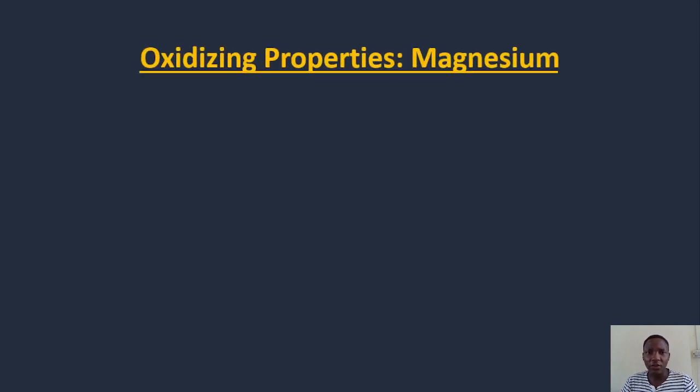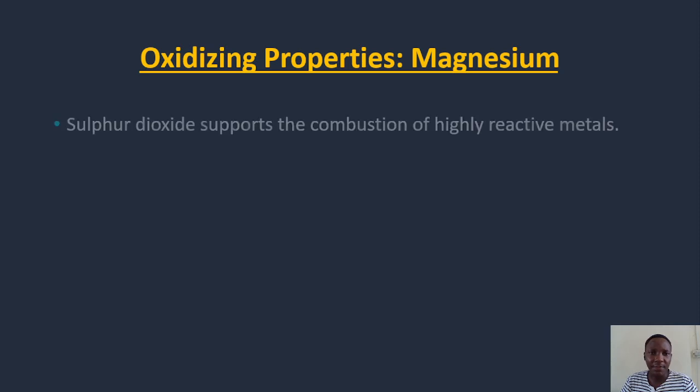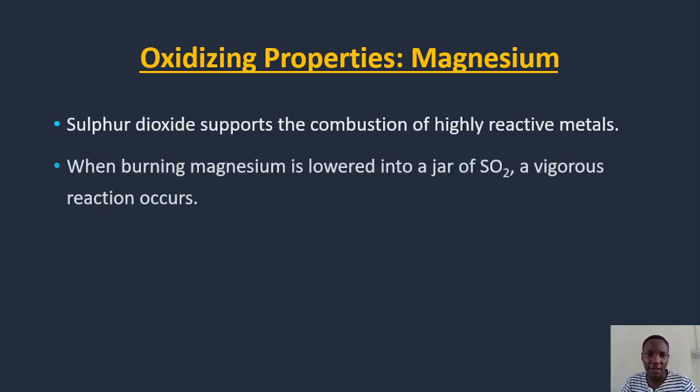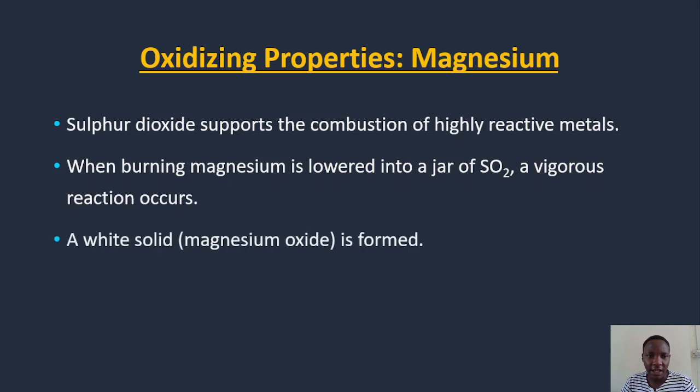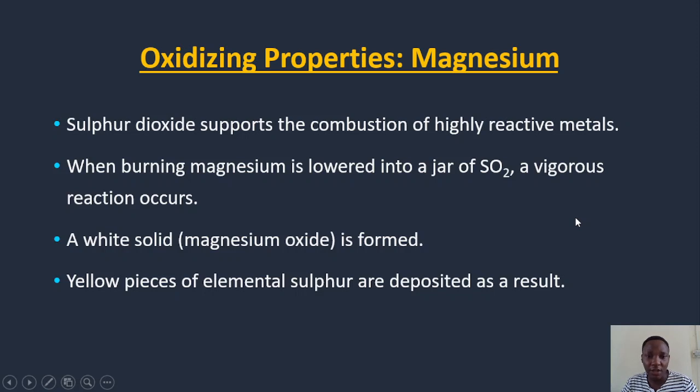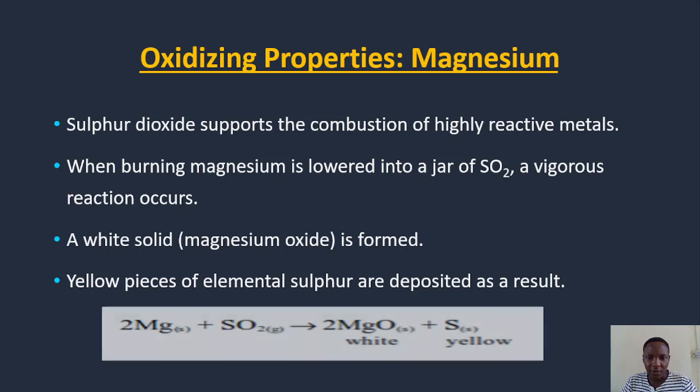The sulfur appears as a yellow residue, and moisture must be present as a catalyst for this reaction to occur. Now, the other oxidizing property, with magnesium: sulfur dioxide supports the combustion of highly reactive metals. When burning magnesium is lowered into a jar of sulfur dioxide, a vigorous reaction occurs. A white solid, magnesium oxide, is formed. Yellow pieces of elemental sulfur are deposited as a result. Here's the reaction, how it occurs.